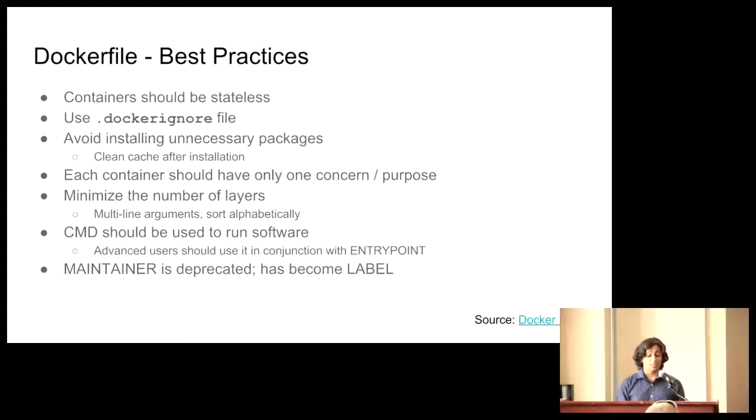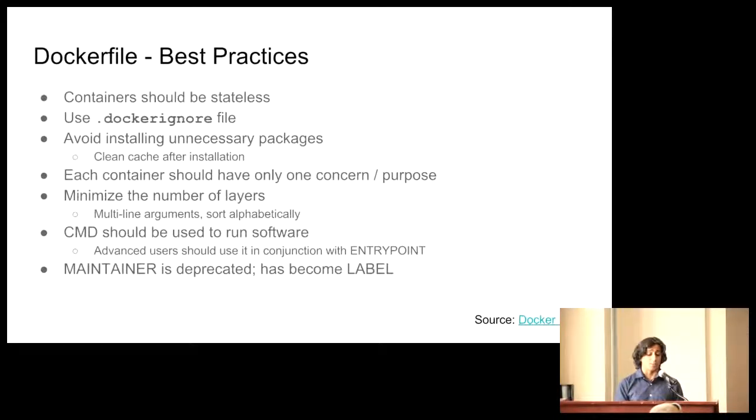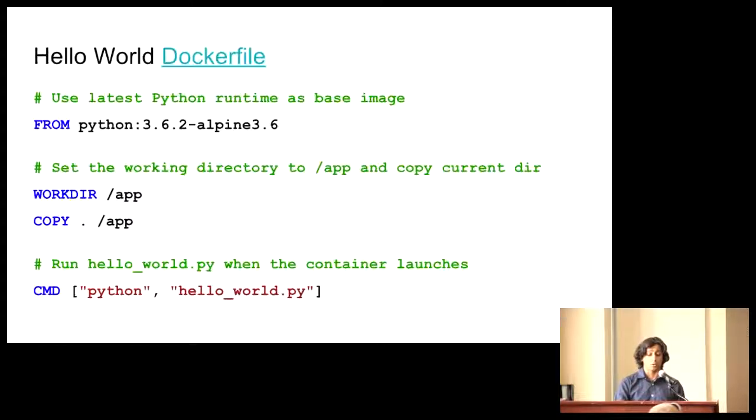So some best practices: containers should be stateless. Use the .dockerignore file. If you're trying to copy, say, the contents of a directory into your image, maybe there are some things that you want to ignore, very similar to a .gitignore file. Make sure that you're only installing packages that you're actually using. We want to make sure that these containers are small and that they're pretty flexible as well. And so each container should only have one purpose. We want to minimize the number of layers. And the one thing I'll mention is you'll see MAINTAINER in some of the older Dockerfiles, but that's been deprecated, so try to use LABEL if you can going forward.